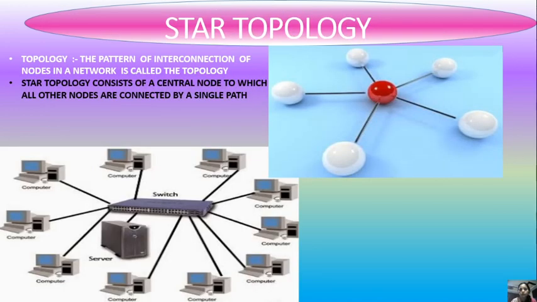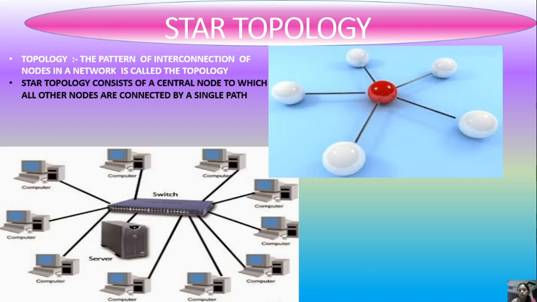Now first we will talk about star topology. Topology is the pattern of interconnection of nodes in a network. It means in which pattern systems are connected with each other, which pattern you are using in a network, in which pattern you are going to connect the systems in a network. That is called topology.